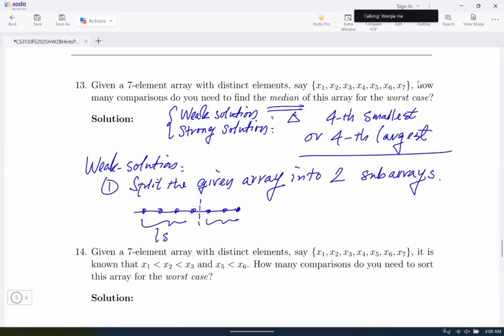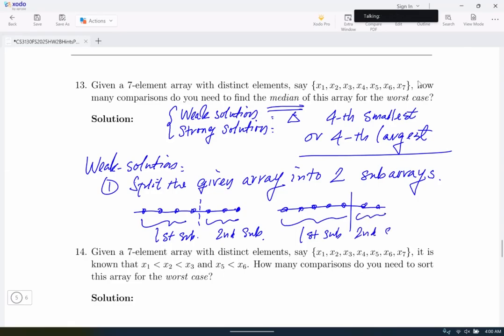First sub, second sub. Or, if you want to split in another way, it's also okay. First subarray, second subarray. Also okay, right? Then, the first step.